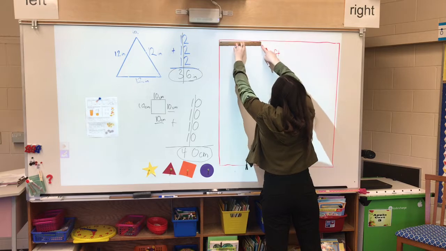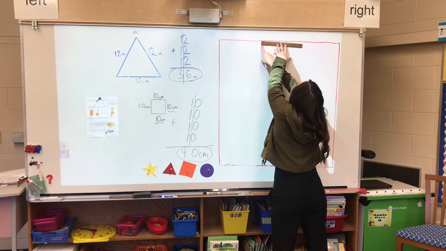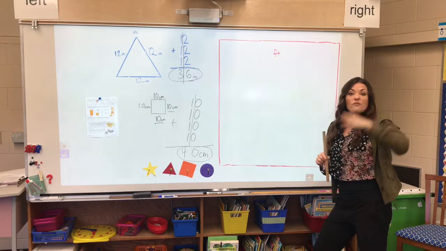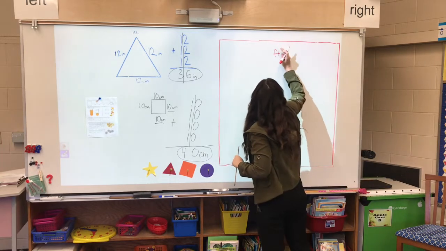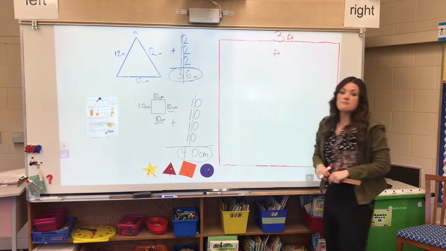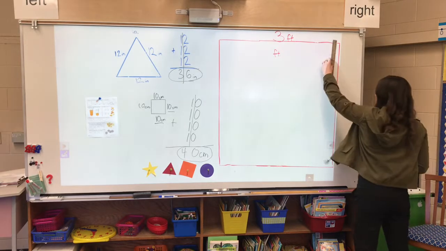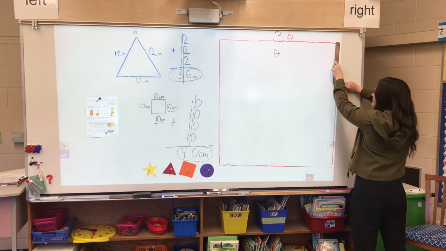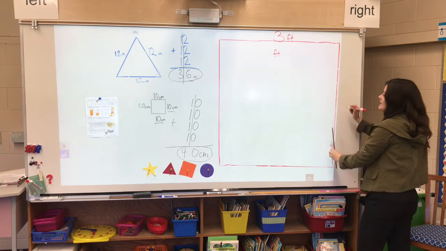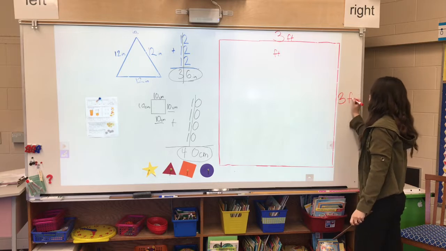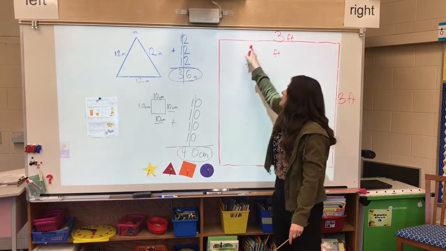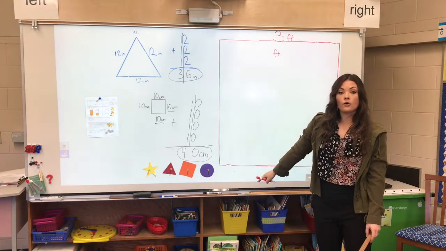I have 1 foot, I have 2 feet, I have 3 feet. 3 whole feet are across the top. So I'm gonna put a big number, 3 feet at the top. That's my first line, my first side. Now I'm gonna measure this side. 1, 2, 3. Also 3 feet.